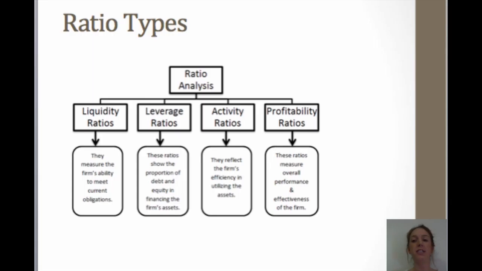Financial ratio analysis is an important part of strategic management, and looking at financial ratios throughout the year, as well as looking at the competition, is going to help us identify some strengths that we can build upon and also weaknesses that we can address. There are four ratio types, as you can see in the picture: liquidity ratios, leverage ratios, activity ratios, and profitability ratios. We're just going to go over a few of each.